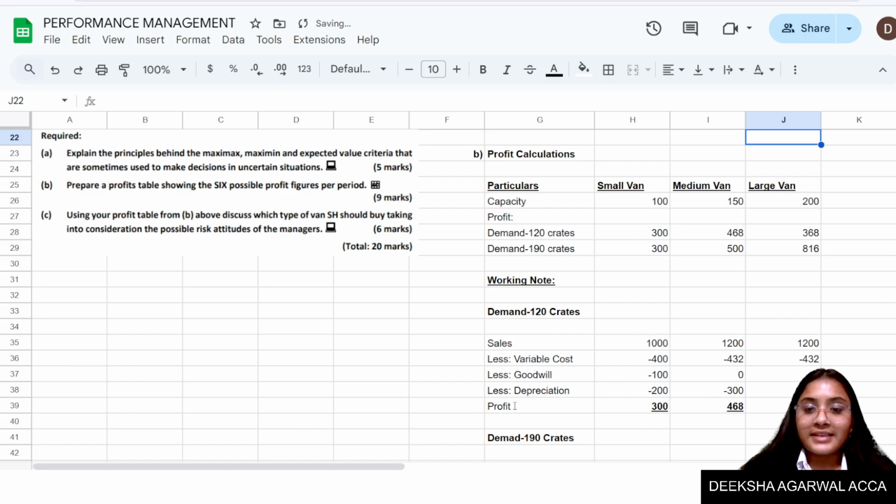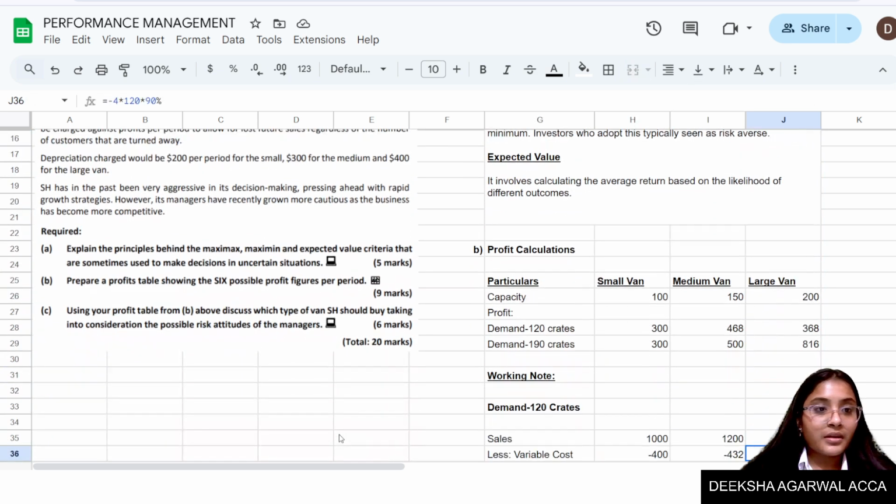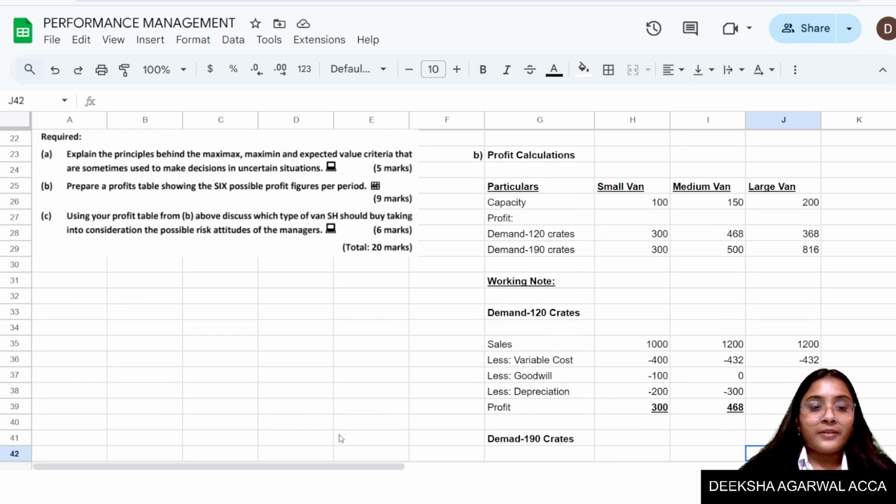Now, let's look at the part C theory that they're asking me. How can I do it? See, using a profit table from part B above, discuss which type of van the business should buy, taking into consideration the possible risk attitude of the managers. Okay. Hmm.